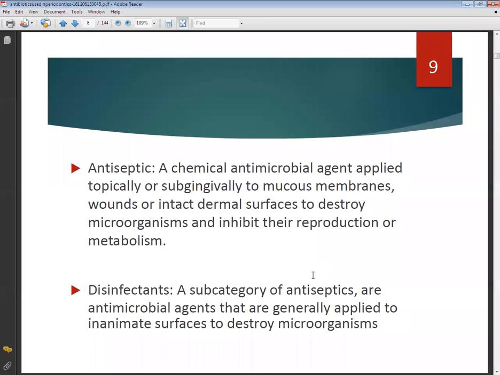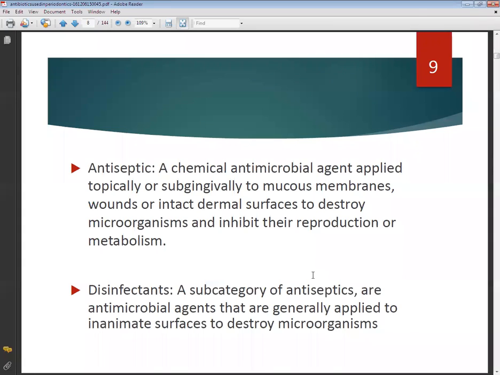Another term is antiseptics. An antiseptic is a chemical antimicrobial agent applied topically or subgingivally to mucous membranes, wounds, or intact dermal surface to destroy microorganisms and inhibit their reproduction or metabolism. In simple terms, antiseptics are applied topically or subgingivally or to an intact wound or dermal surface, and they destroy microorganisms and inhibit their reproduction or metabolism. Another term is disinfectants.